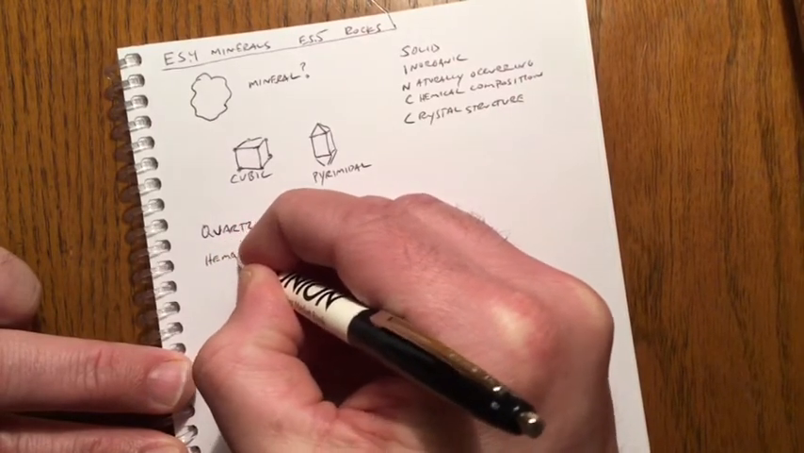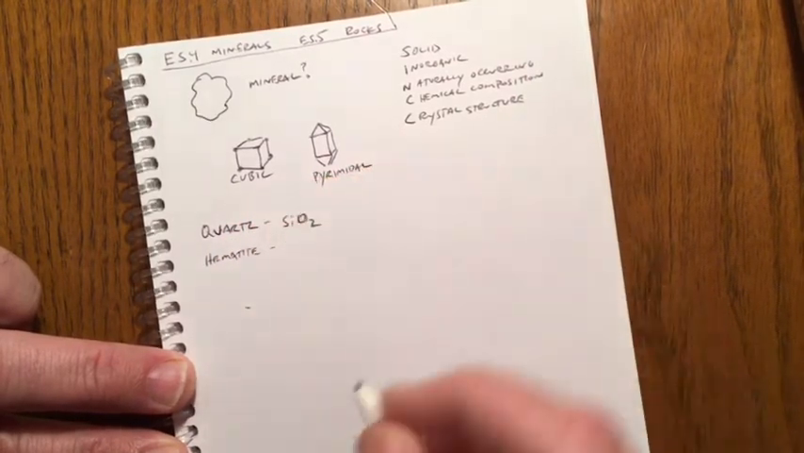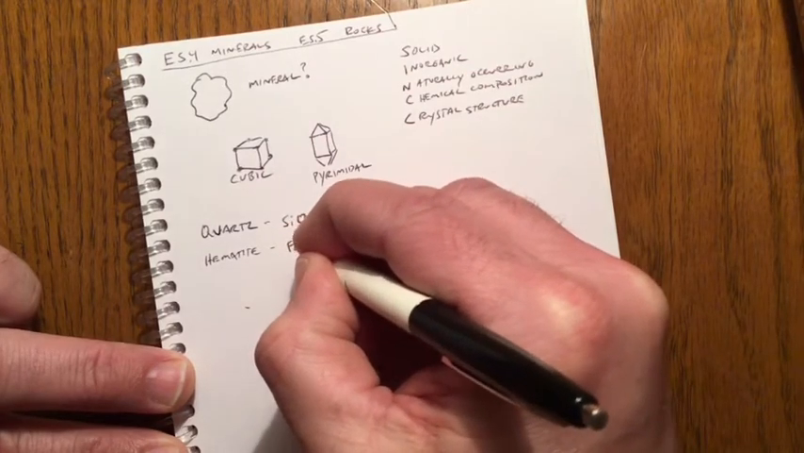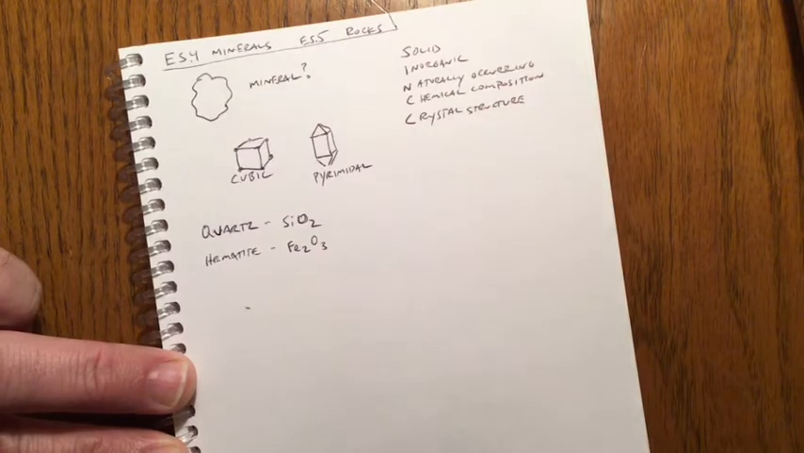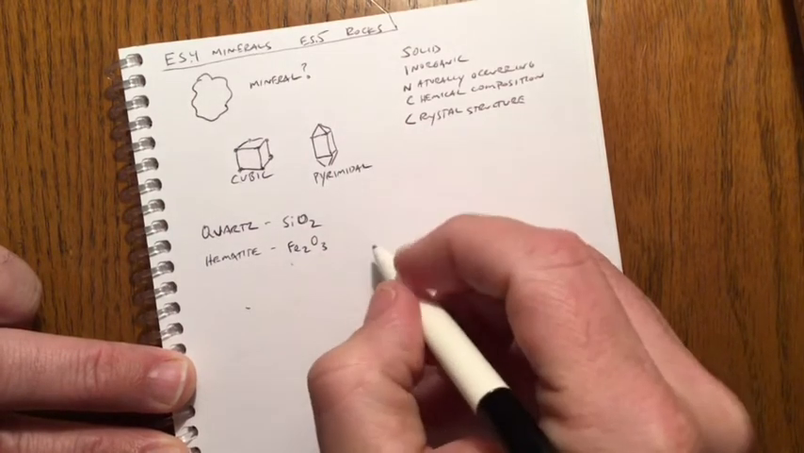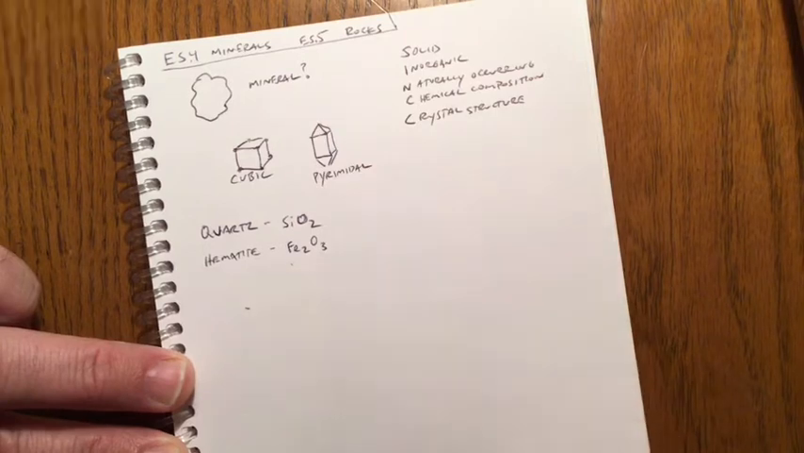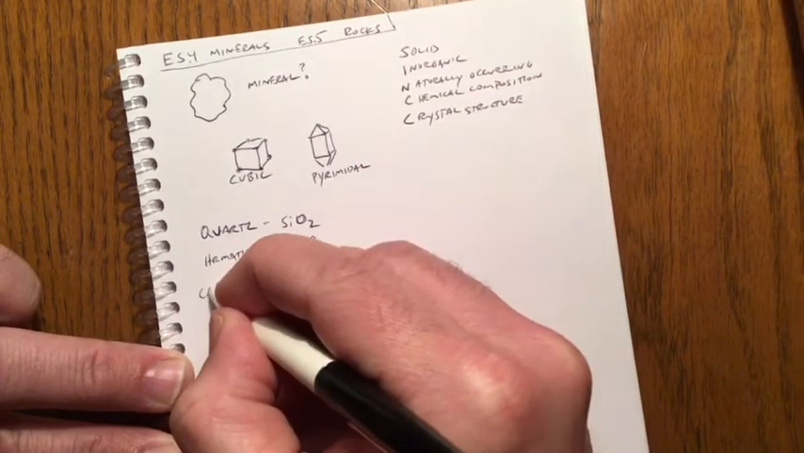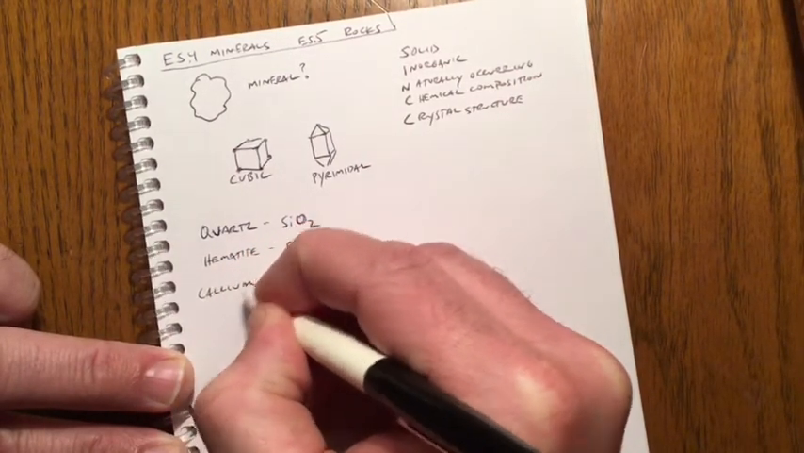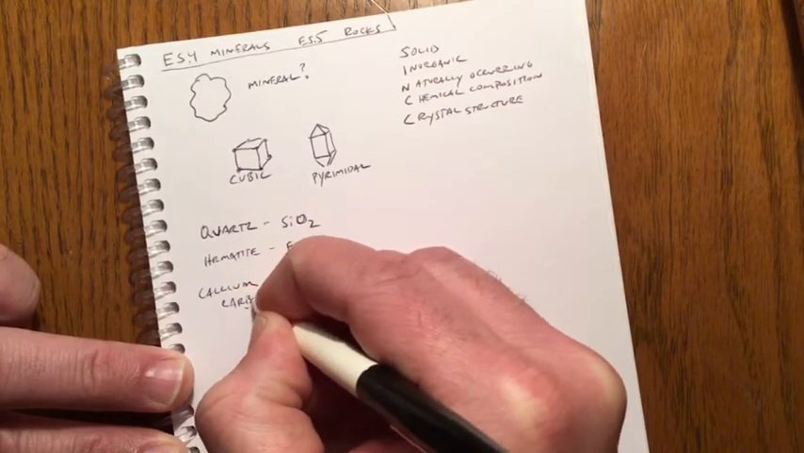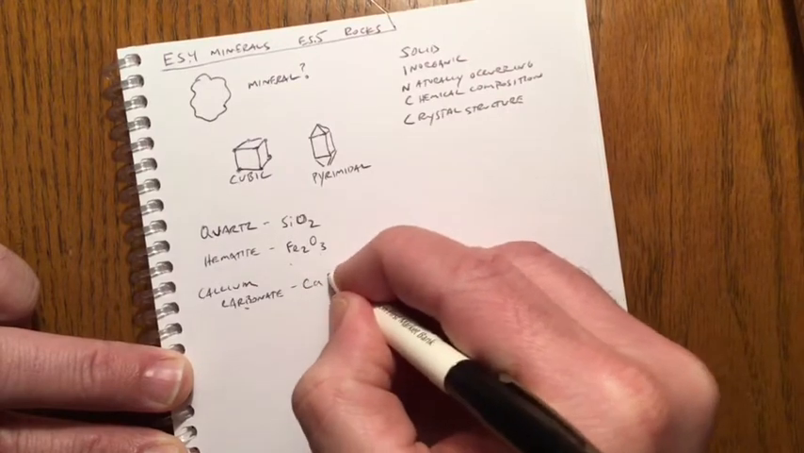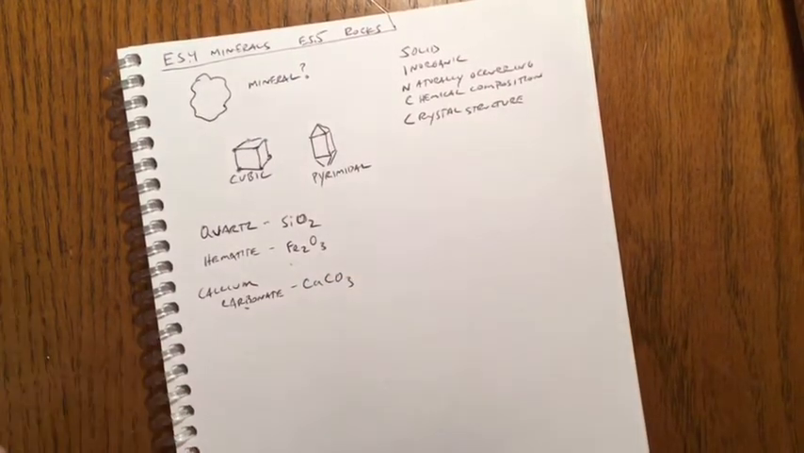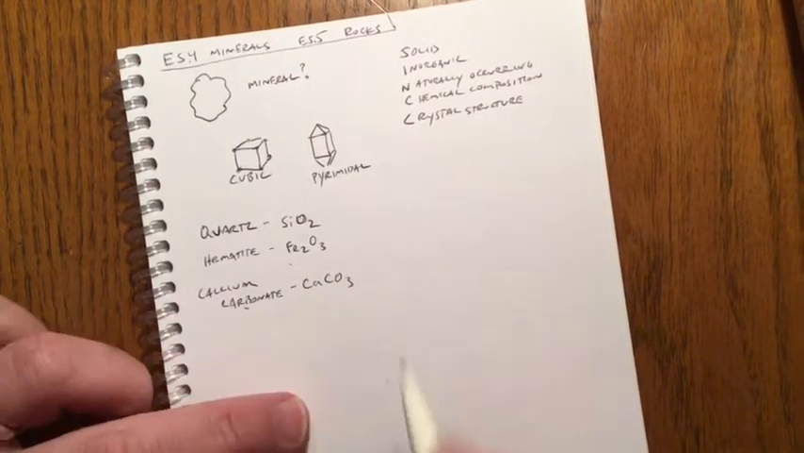Hematite, for another example, is Fe2O3. Iron oxide, two iron atoms, three oxygen atoms, repeating over and over again. And calcium carbonate is CaCO3. And these are three different examples of the major types of minerals.